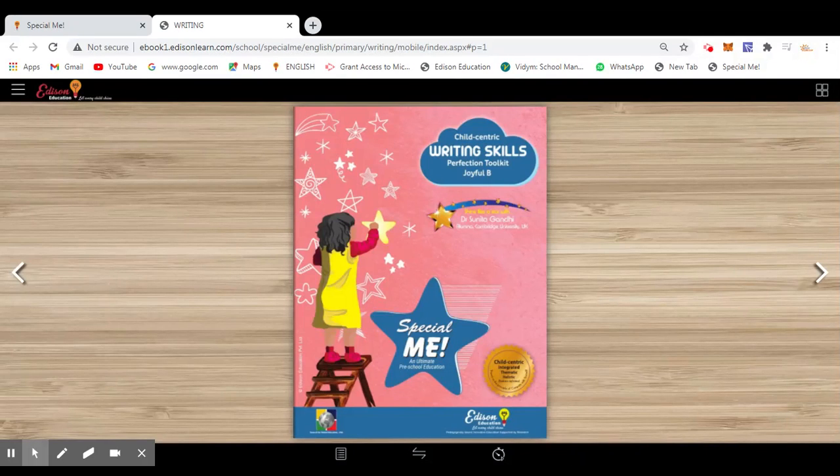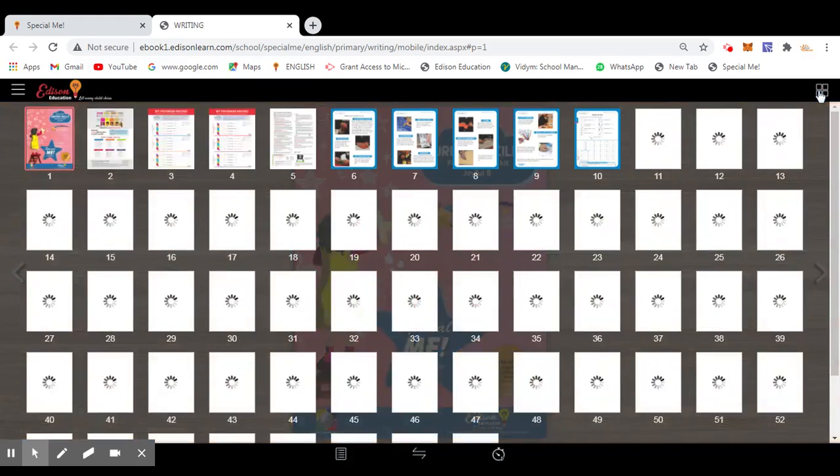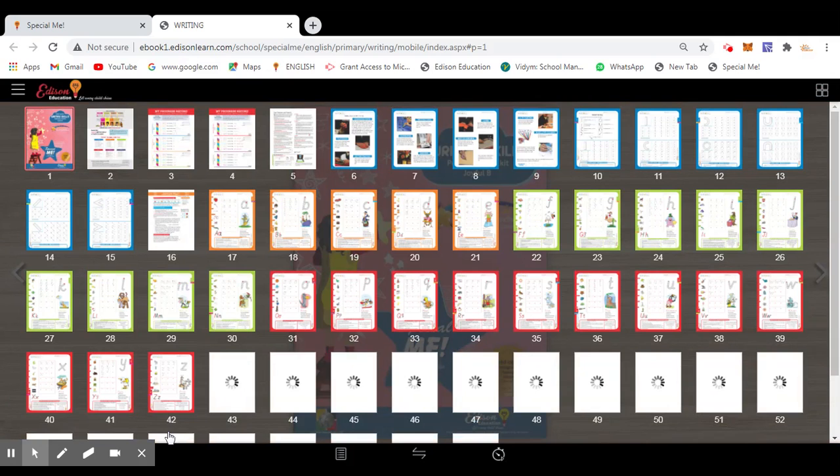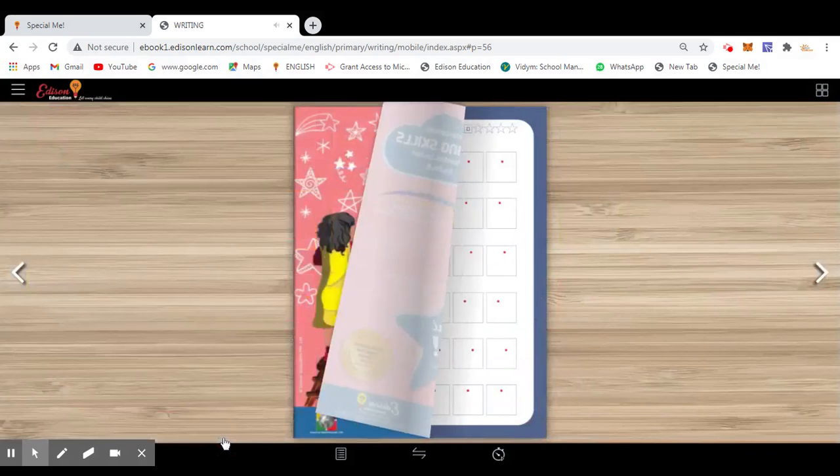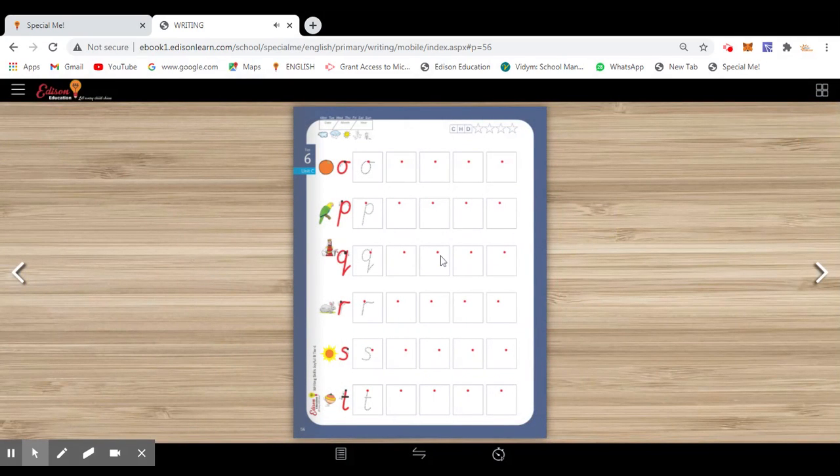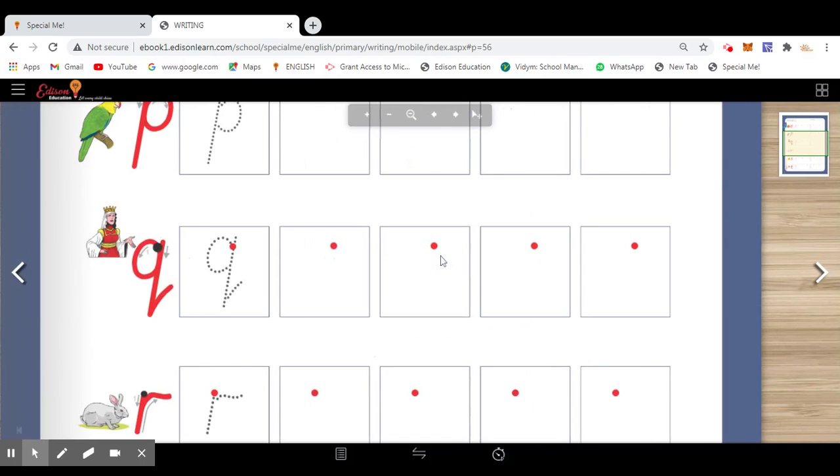Now it's time for the writing skills. So students, take out your child-centric writing skills perfection toolkit Joyful Bee and open page number 56. So now students, in our today's session, we are going to learn the formation of few letters. Right? So now look at the first letter.